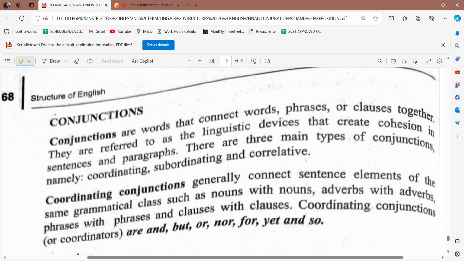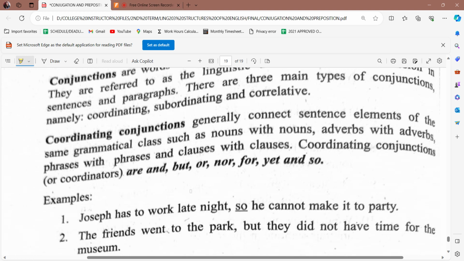Now let us discuss conjunctions. Conjunctions are words that connect words, phrases, or clauses together. They are referred to as the linguistic devices that create cohesion in sentences and paragraphs. There are three main types of conjunction: the coordinating conjunction, the subordinating conjunction, and the correlative conjunction. Coordinating conjunctions generally connect sentence elements of the same grammatical class, such as nouns with nouns, adverbs with adverbs, phrases with phrases, and clauses with clauses.